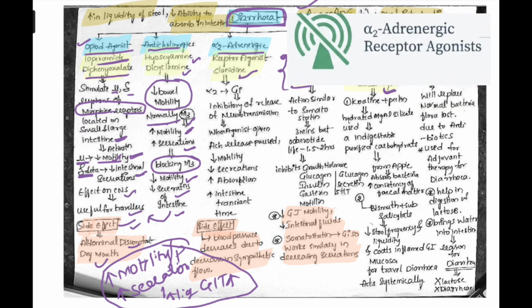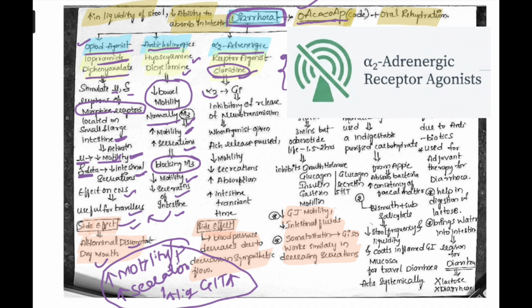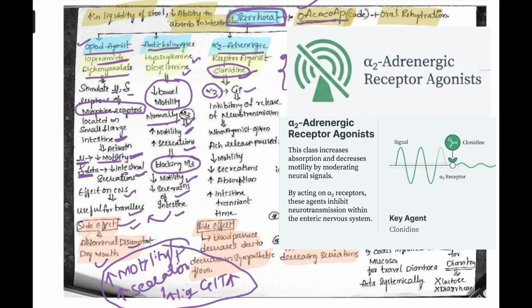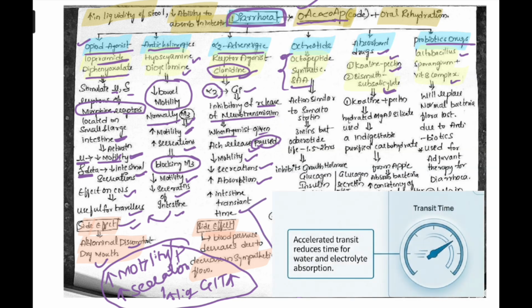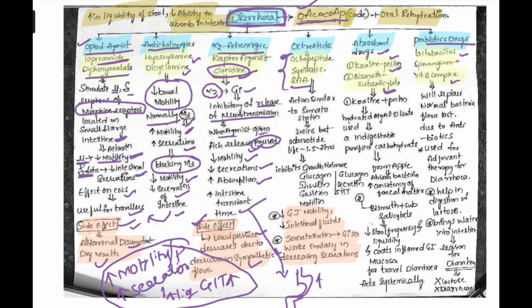Coming to the alpha adrenergic receptor agonists, they stimulate the alpha 2 receptors, which are Gi receptors, inhibitory of neurotransmitter release. So when the agonist is given, ACh release is paused. Because of that, motility and secretion decrease, absorption increases, and the intestinal transit time increases, meaning the time food takes to cross the gut. Side effects include decreased blood pressure due to decreased sympathetic flow; the reduced neurotransmission causes lower blood pressure.